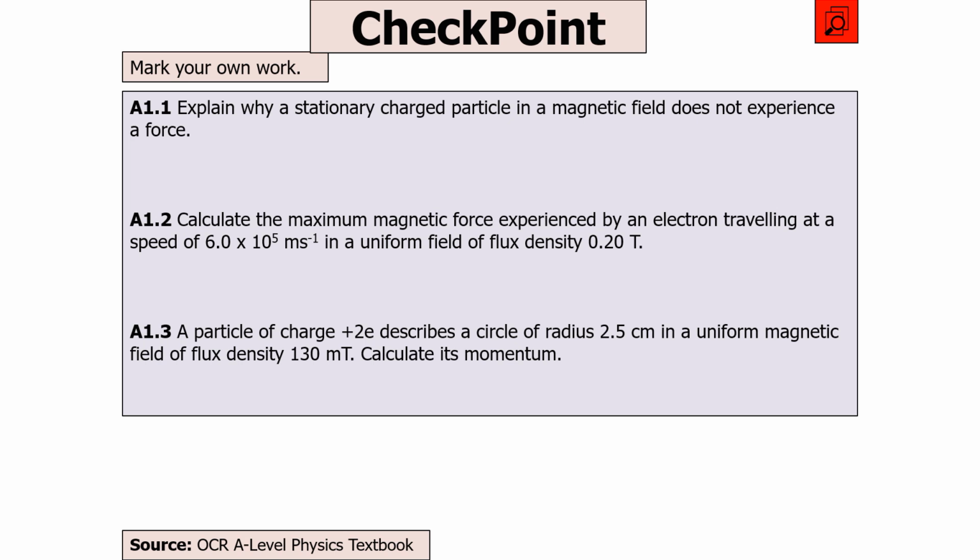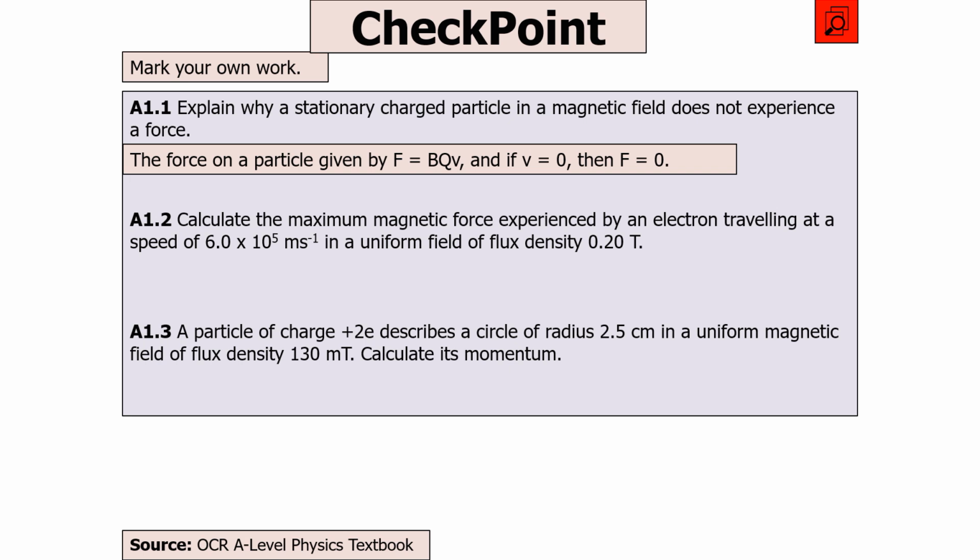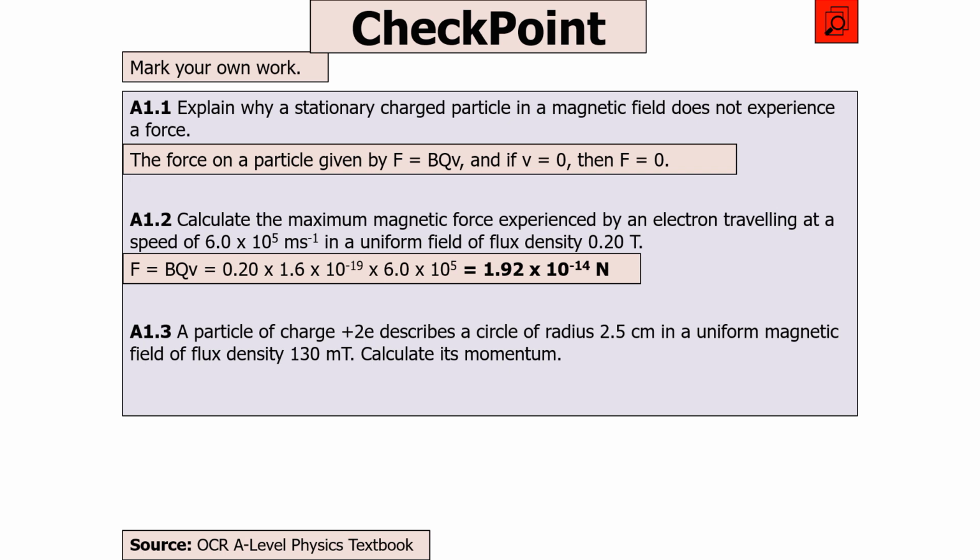Right, in this first question, you've got to have the understanding that the force given on a moving charged particle is F equals BQV. So V is 0, F is 0. Again, we're using F equals BQV, pop in all the values, work it through, we get 1.92 times 10 to the minus 14 newtons. Look at the equation sheet for that equation.